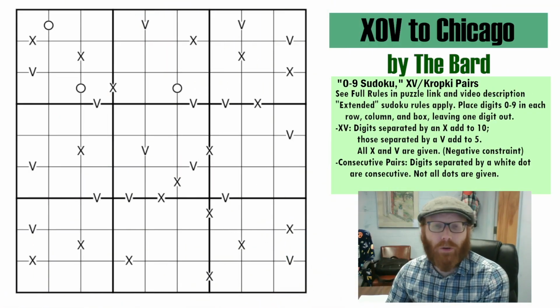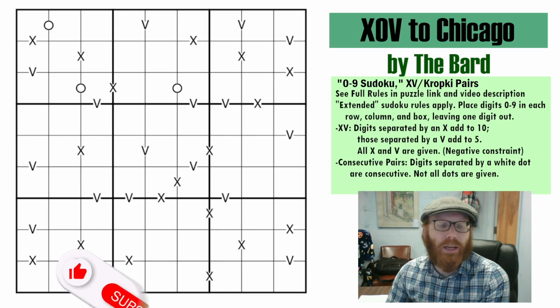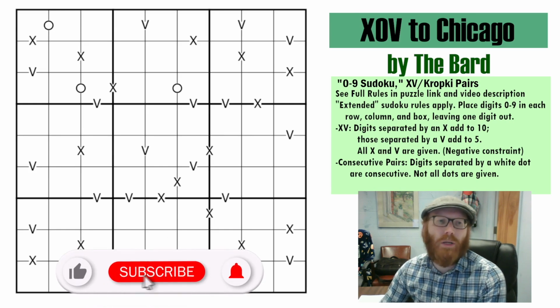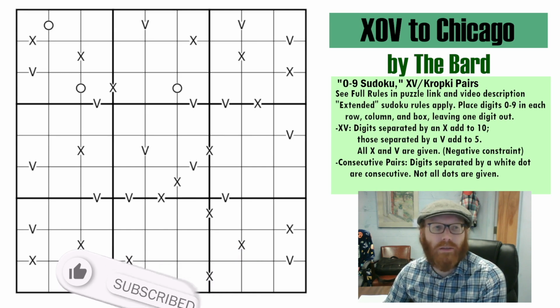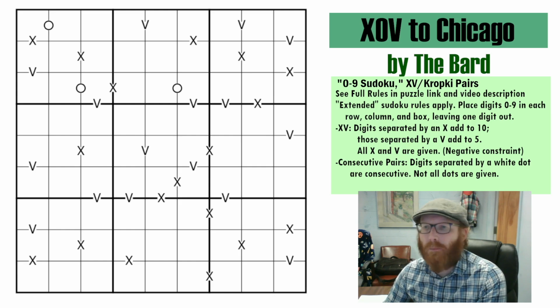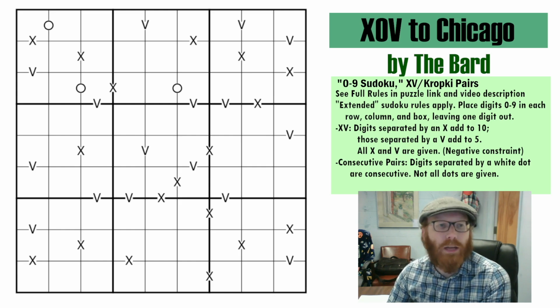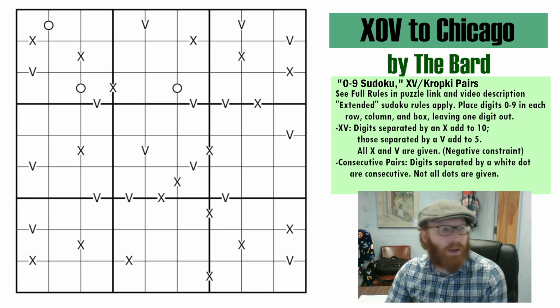Hello, rockratzero here, coming to you today on BremSter's channel to solve a puzzle called XOV to Chicago by the Bard. Perhaps that's 10:05 to Chicago. That's what we're going to go with. 10:05 to Chicago. It's a train time or something.